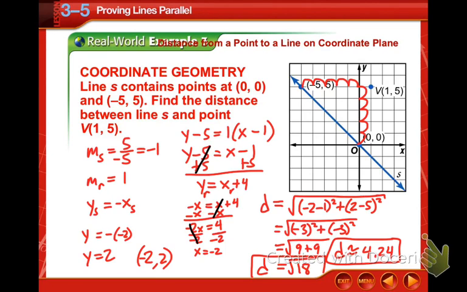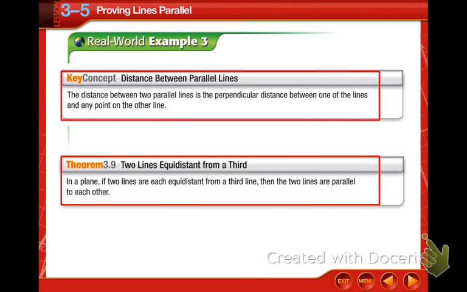Alright, so that was our perpendicular distance between two lines, or a point and a line. So now what we're going to do is look at distance between two parallel lines. The distance between two parallel lines is the perpendicular distance between one of the lines and any point on the other line, because if it's perpendicular to one, we know it's going to be perpendicular to the other. In a plane, if two lines are each equidistant from a third line, then the two lines are parallel to each other. That's the two lines equidistant from a third theorem.